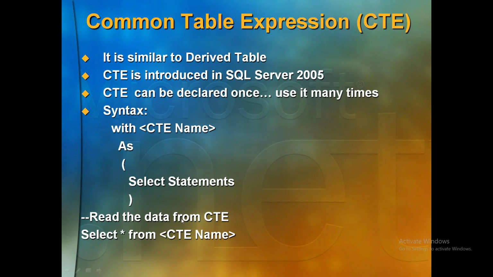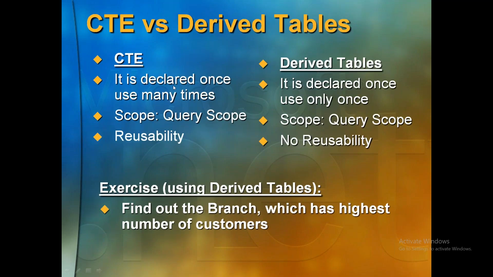Tomorrow we'll discuss in detail. One is declared once and used many times, the other is declared once and used only once. Clear? Scope is query scope. Reusability will be there, or no reusability. CTEs are very, very fast when you have calculations. If you want to do any calculations, you can perform the same calculation in the CTE, and that can be used in your query multiple times.